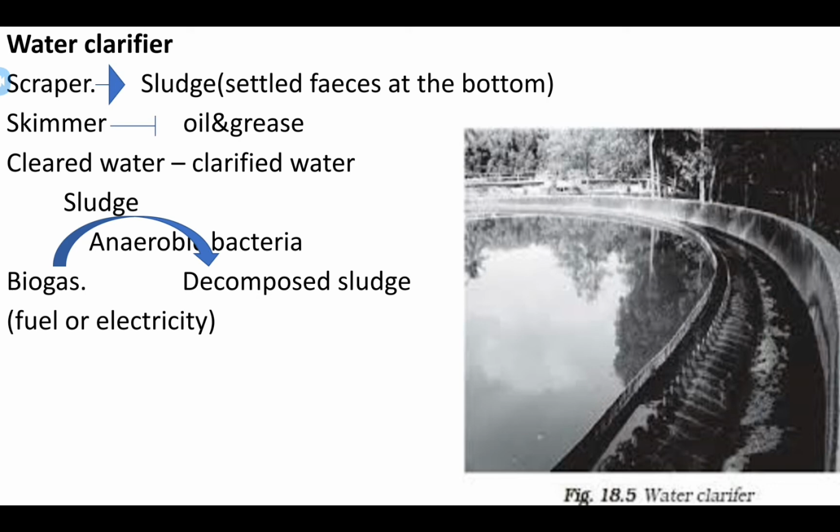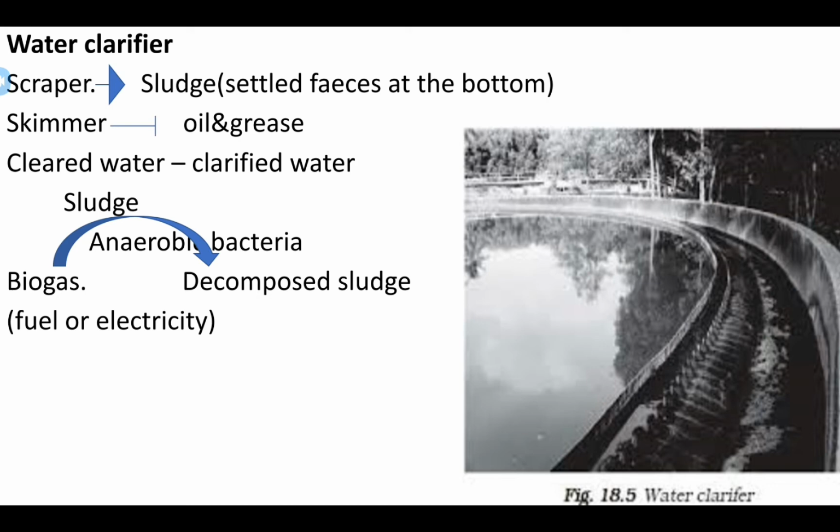First you have to know anaerobic bacteria. These bacteria can survive in the absence of oxygen. That is called anaerobic bacteria. This anaerobic bacteria degrades sludge into two products. What are they? Decomposed sludge.